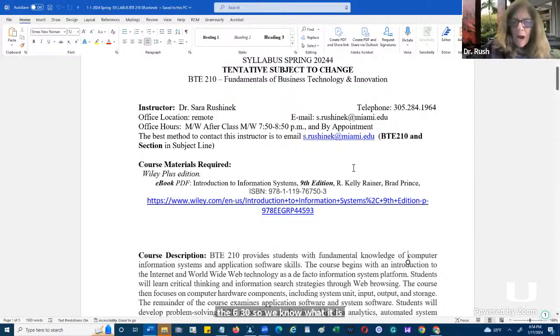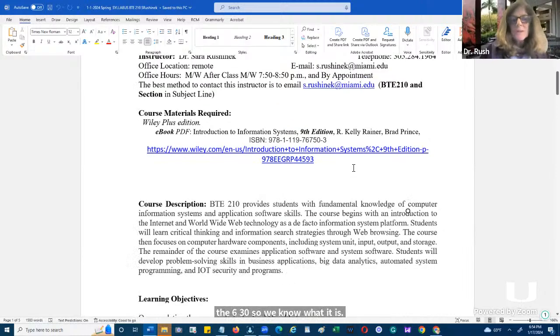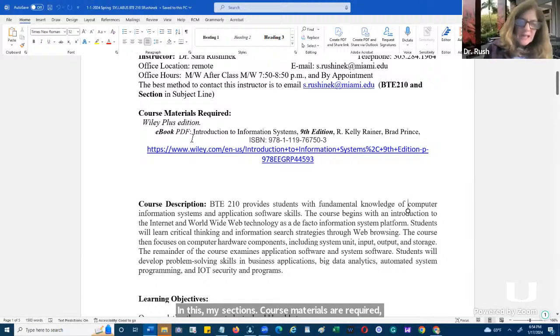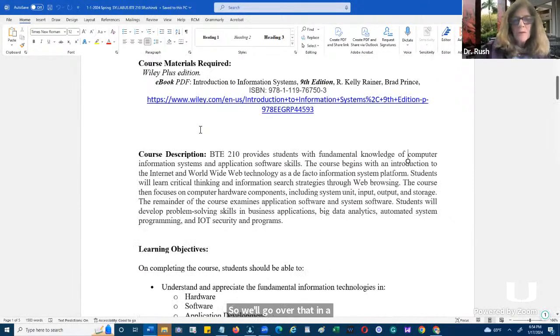In my sections, course materials are required, which is the Wiley Plus edition. Why do I want not only just the ebook, but Wiley Plus is essential so you can do adaptive assignments. So we'll go over that in a moment. And you can link in.